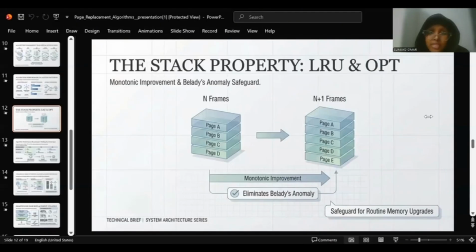Now for the stack property and guaranteed improvement. LRU and OPT both follow the stack property, meaning that when memory increases from n frames to n plus 1 frames, the new memory set always includes the old one. This guarantees consistent improvement, and adding memory never makes performance worse. This also explains why these algorithms do not suffer from Belady's anomaly.